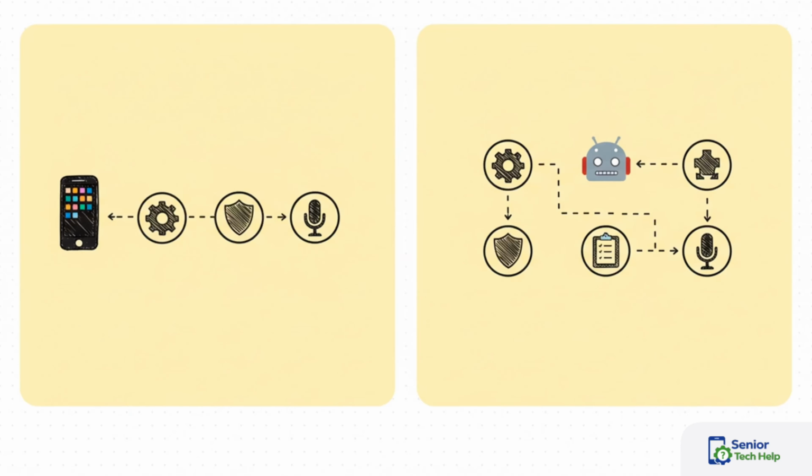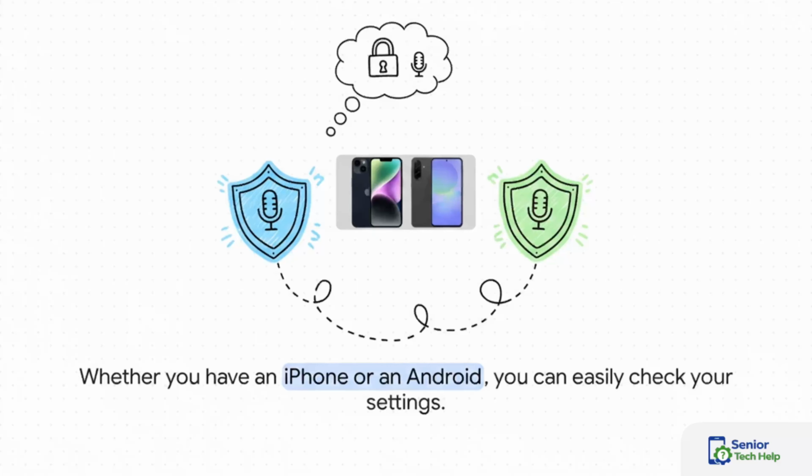Now, for anyone who wants the answer right away, here it is. For an iPhone, you just need to go into your settings, then find privacy and security, and then tap on microphone. For an Android phone, it's very similar. Go to settings, then privacy, then a section called permission manager, and finally tap on microphone. This will get you right where you need to be. And don't worry, we're covering both major types of phones today, so whether you have an iPhone or an Android, you have the exact same ability to check and control these settings.